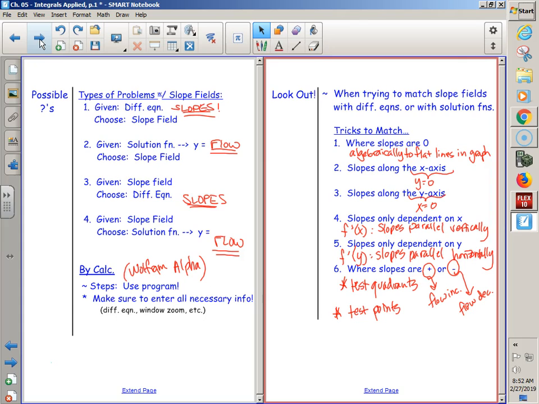Level off is like going horizontal. So it could be going horizontal this way or that way.